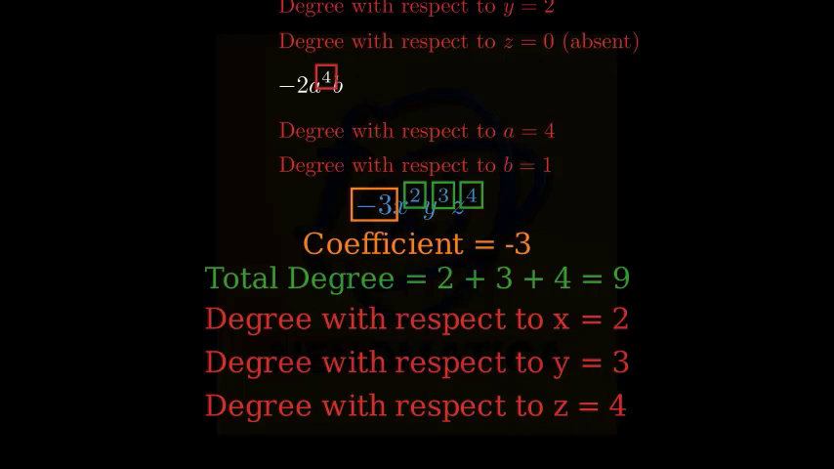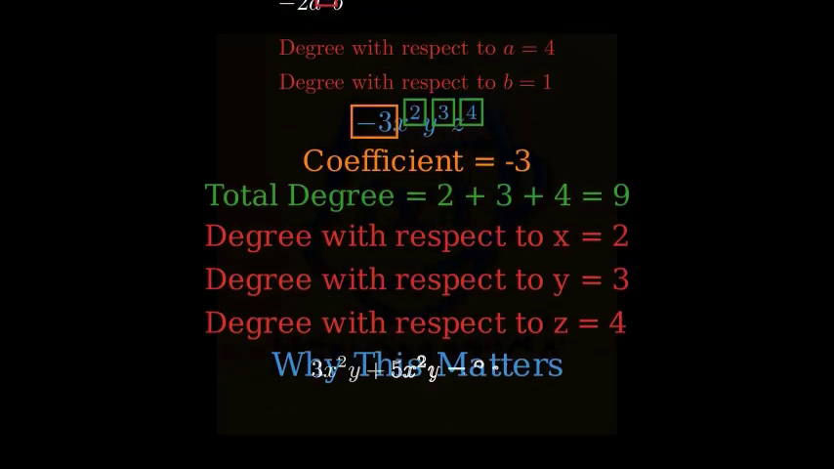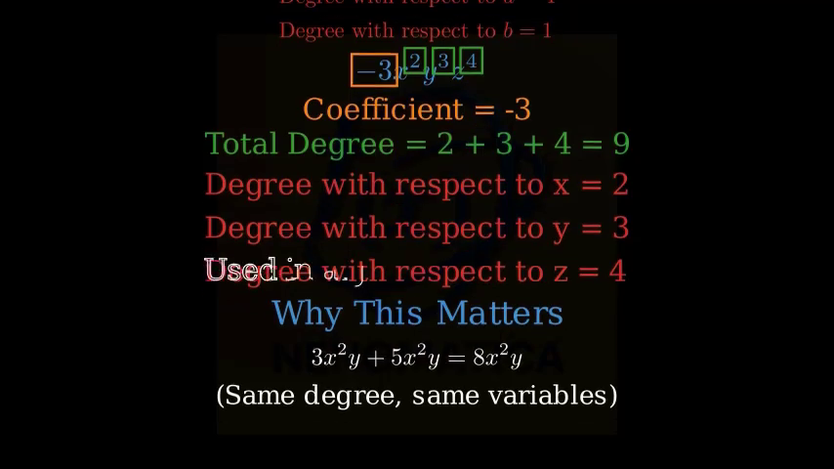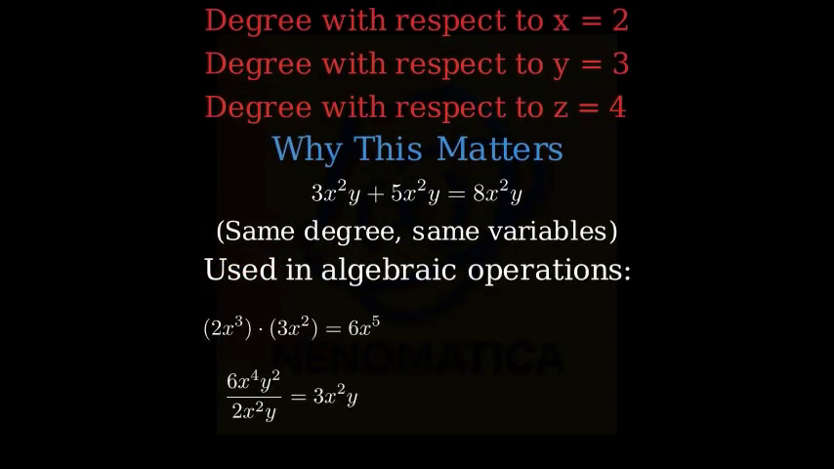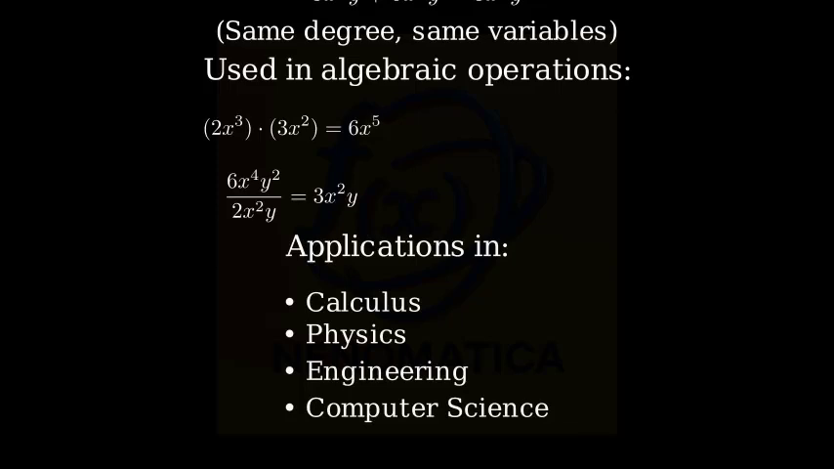Why are these concepts important? Understanding the degree of a monomial helps us classify and manipulate algebraic expressions. For instance, when we add monomials of the same degree with the same variables, we get polynomials. Knowledge of coefficients and degrees is essential for operations like multiplication and division of algebraic expressions. These concepts are widely used in calculus, physics, engineering, and computer science.